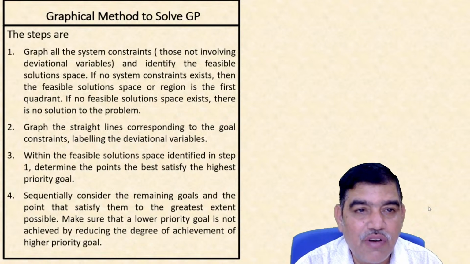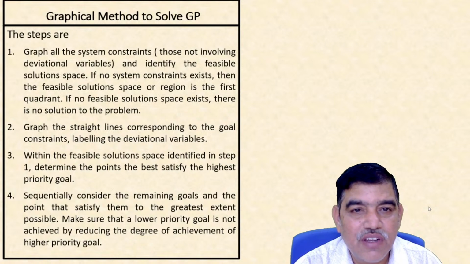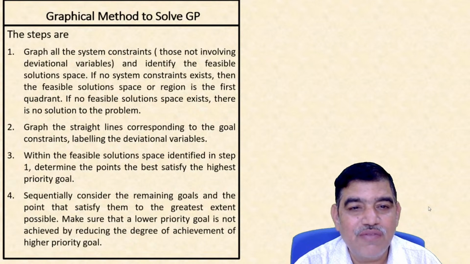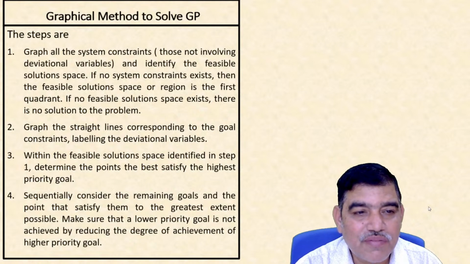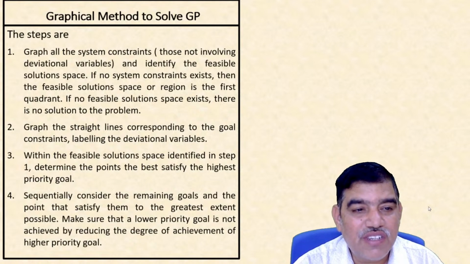So in the graph, all the system constraints, those not involving deviational variables, and identify the feasible solution space. If no system constraint exists, then the feasible solution space or region is the first quadrant. If no feasible solution space exists, there is no solution. If there is no feasible region, then there is no solution to that problem. That is the first condition.